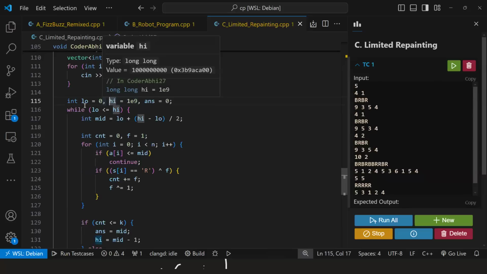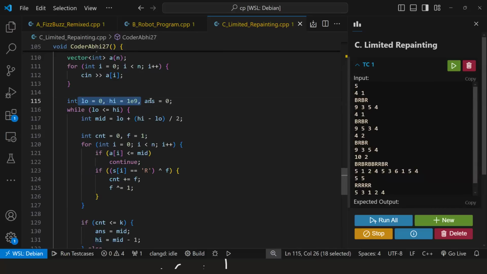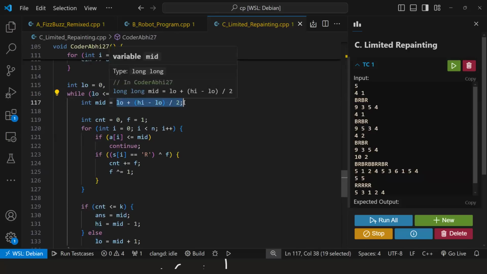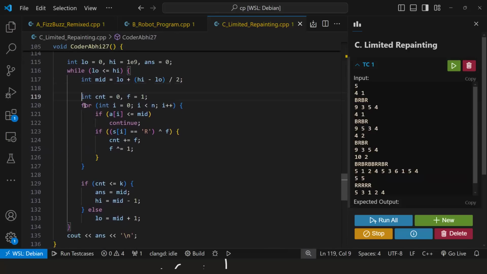Okay, so the range of my answer is from 0 to 1e9, and I initialize my answer variable. Then I apply binary search: low less than or equal to high, mid is (low plus high) by 2. And now I just count.